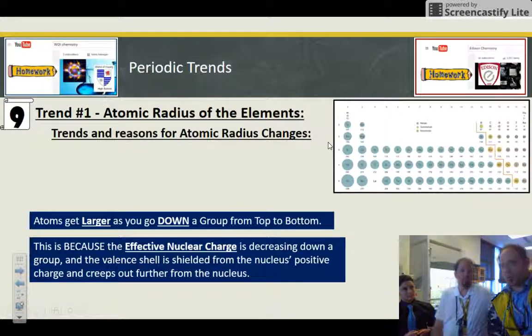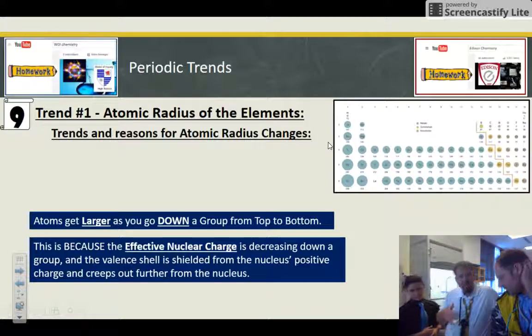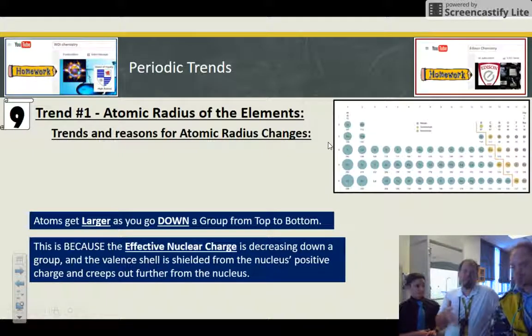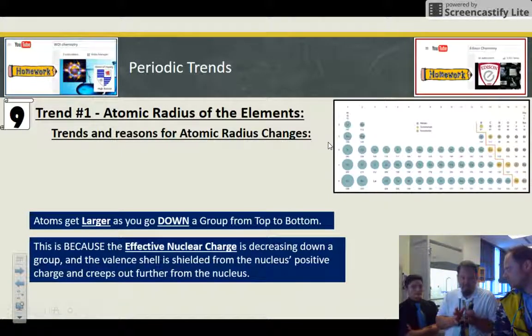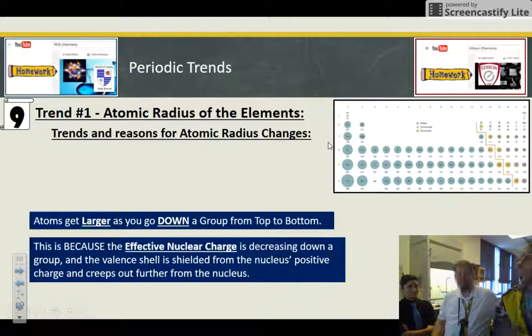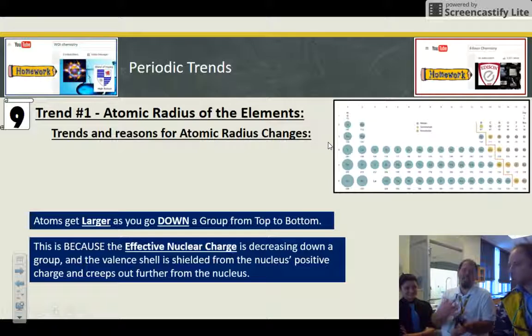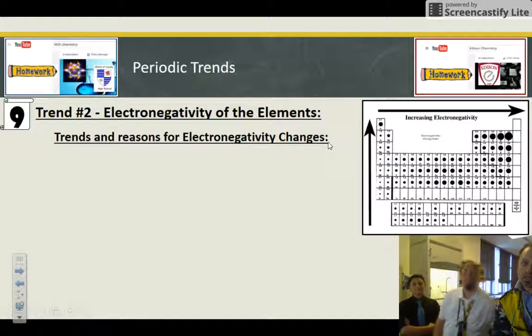So period 1, 1 shell. Period 2, 2 shells. Period 3, 3 shells. So what we're saying is just because I'm adding more protons doesn't mean the nucleus is doing a better job, because now there's more interference. Even though I have more positive magnets in the middle, I have all this interference between the nucleus and the outside electrons. So I get bigger. Plus, I'm just adding stuff. So it just makes sense. If I put on more layers of clothes, I get wider. So that one honestly makes sense from that perspective.